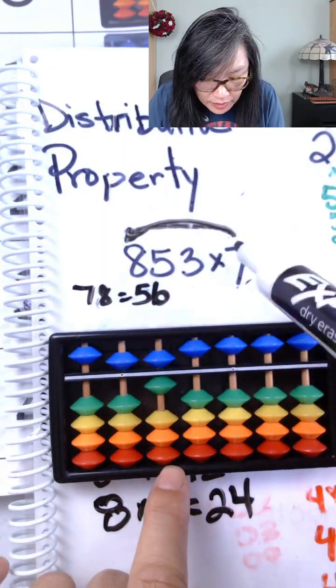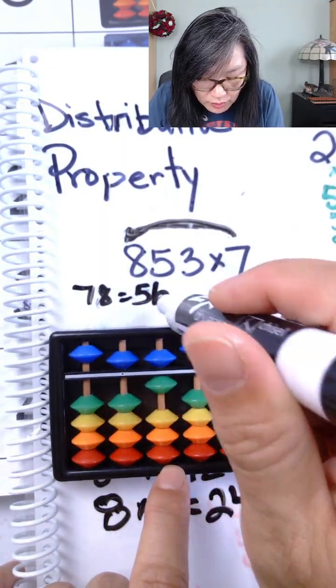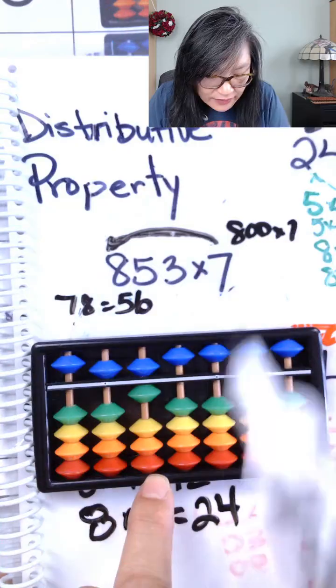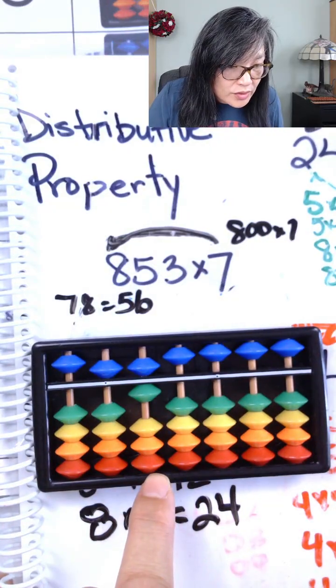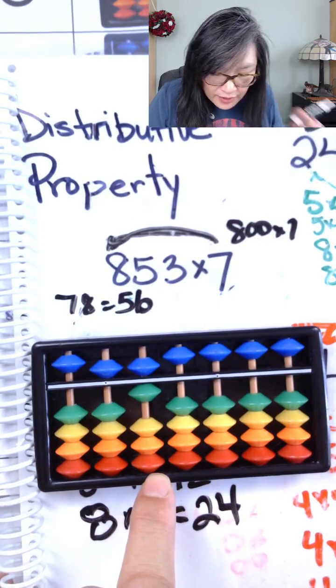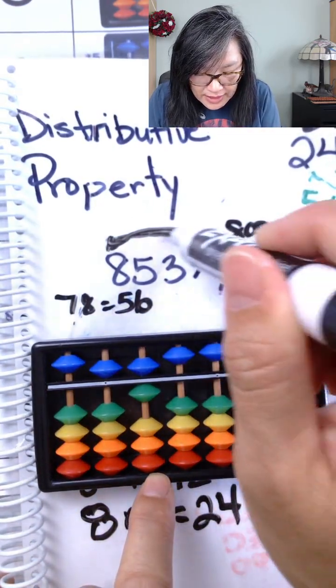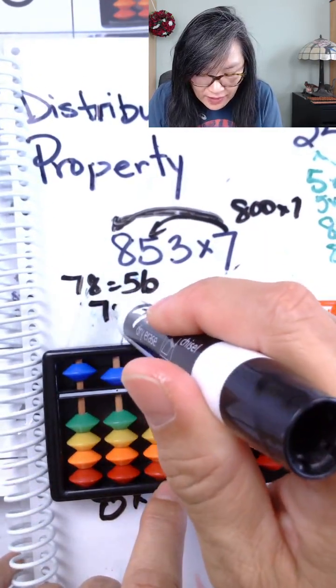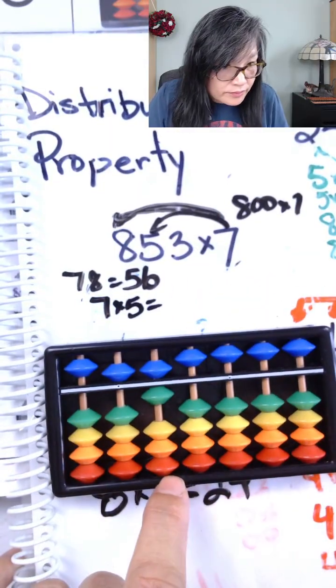Remember, in the abacus, we just need to know our multiplication fact. We don't need to do 800 times 7. What we need to do is understand our multiplication fact. So then we have 5 times 7. 7 times 5 is what?